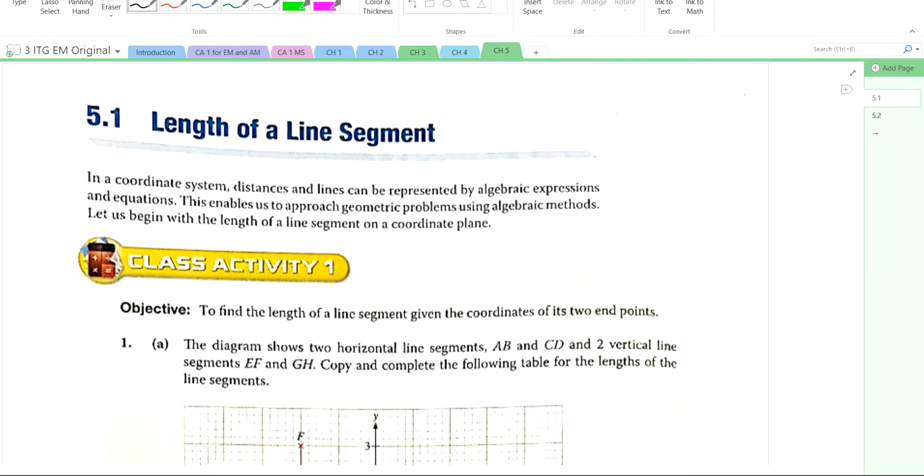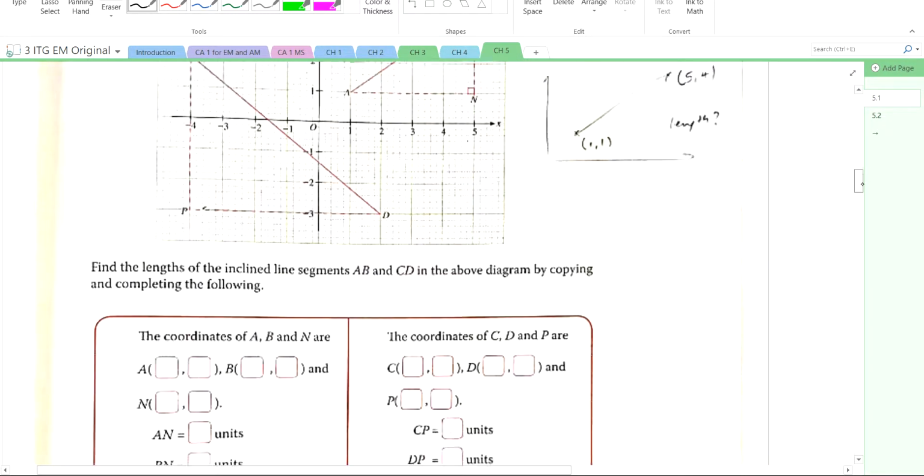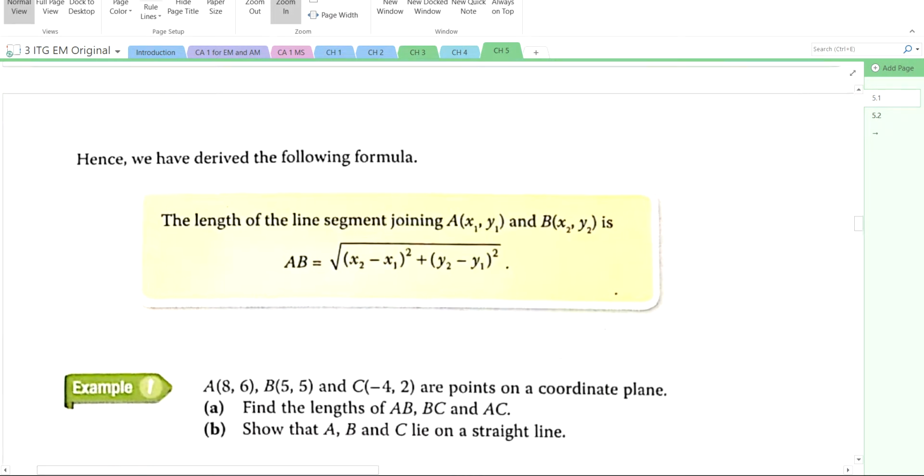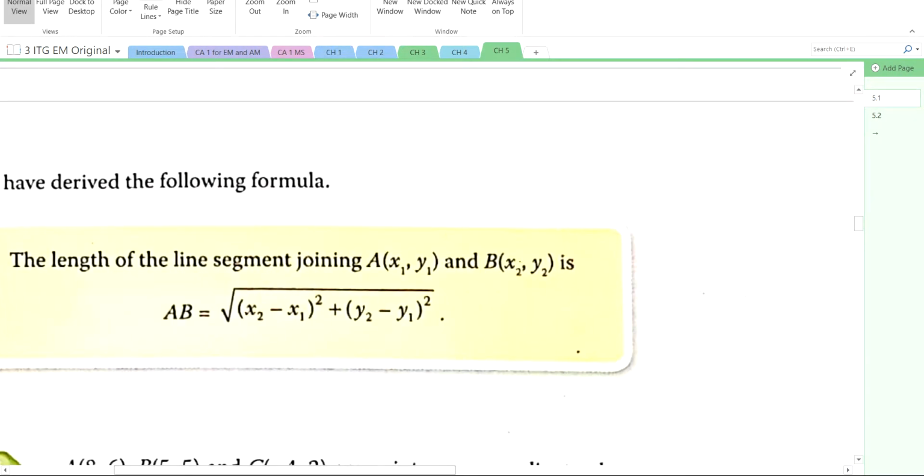Now if you look at your textbook, they have a very similar introduction, but they give you this formula. Your choice whether you want to follow this formula or not. The thing about this formula is that it appears that the order matters. So let me just show you. They gave you A and B. Then they are expecting you to choose A as x1 and y1, B as x2, y2. Then the formula goes like this. x2 minus x1 square, y2 minus y1 square. It appears that they want you to do it exactly this way, but I didn't teach you that.